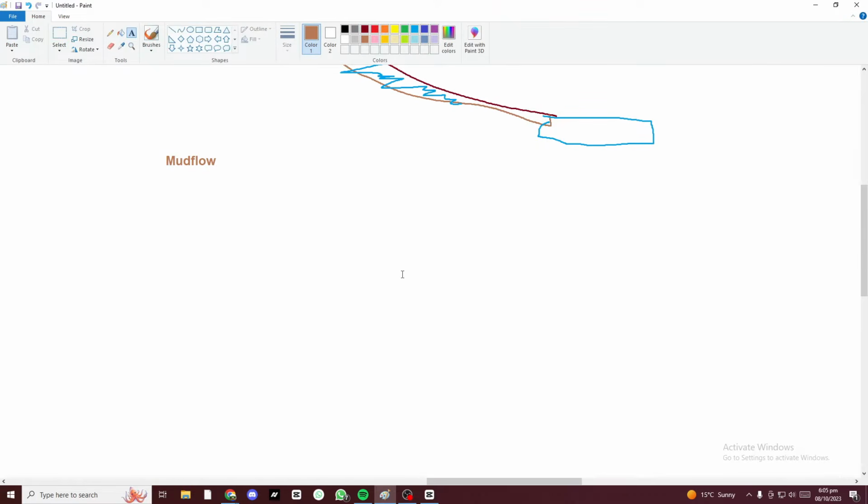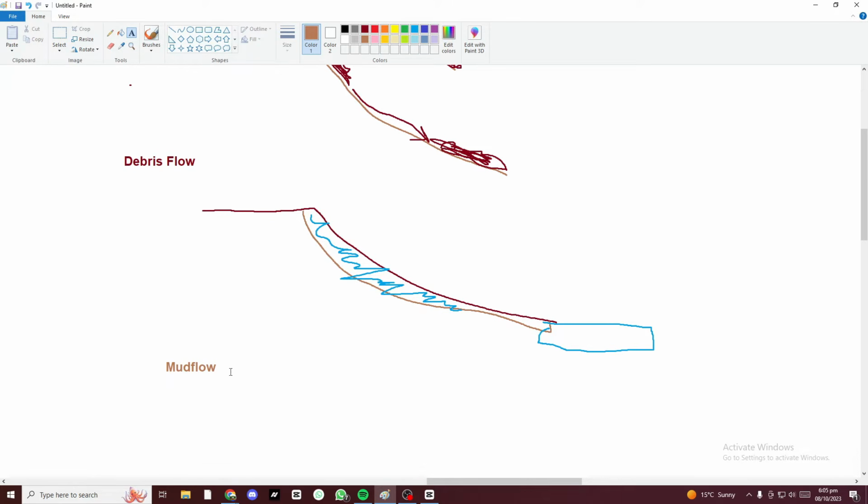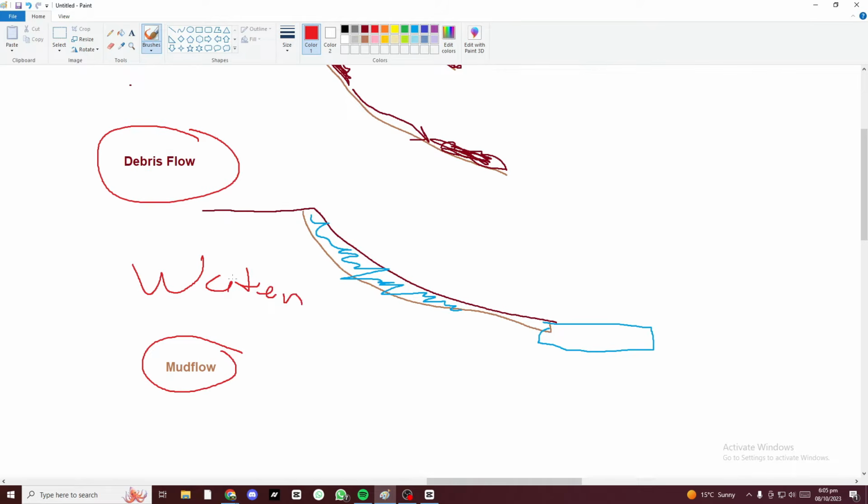Now we get to mud flows. Mud flows are similar to debris flows, but they consist primarily of water and fine-grained sediment, such as clay and silt. Mud flows often occur in areas with loose soil and are frequently triggered by heavy rainfall, snowmelt, or a rapidly melting glacier. So just think of a mud flow as a debris flow with more water. More water in a debris flow, you'll get a mud flow. Less water in a mud flow, you'll get a debris flow. Okay, now let's move on.